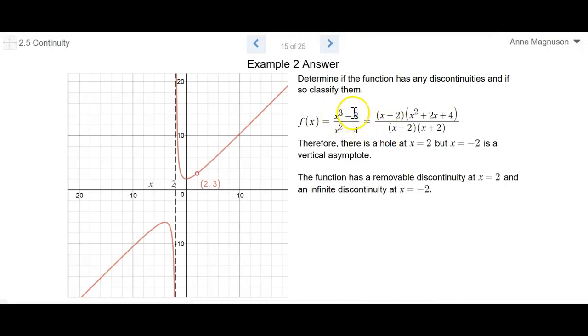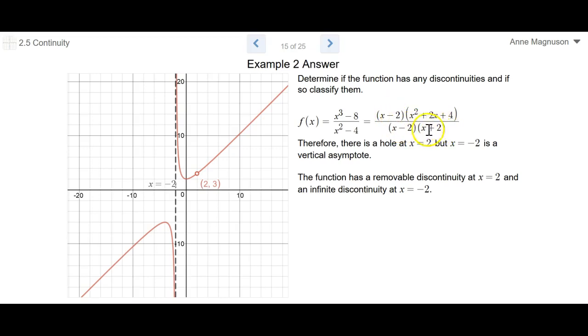So when we factor the difference of two cubes in the numerator and the difference of two squares in the denominator, we see that x minus 2 is a factor that's common to both the numerator and denominator. So x equals 2 is a hole. So we have one removable discontinuity.